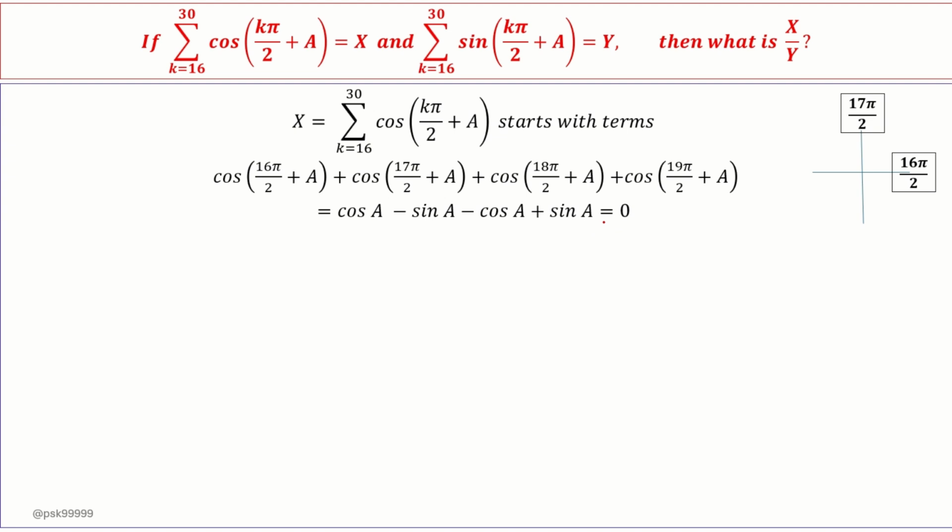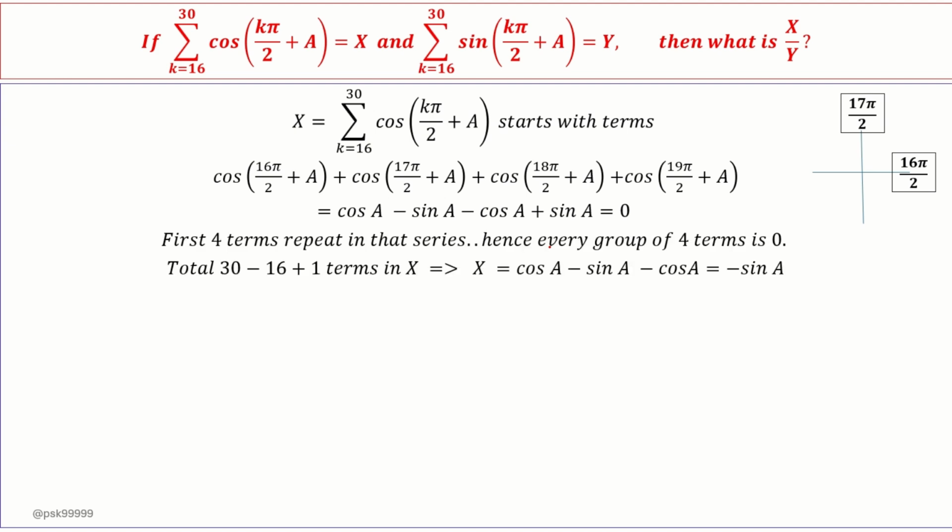So this first 4 terms summation is 0, which means out of this 30 minus 16 plus 1, that is 15 terms, 12 terms will be zeros. Only the last 3 terms will remain. And what are the last 3 terms? They are cos a, minus sin a, minus cos a. The last term, plus sin a, will not be there. Correct? So what remains is nothing but minus sin a.